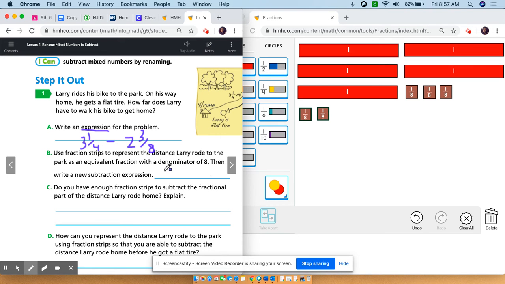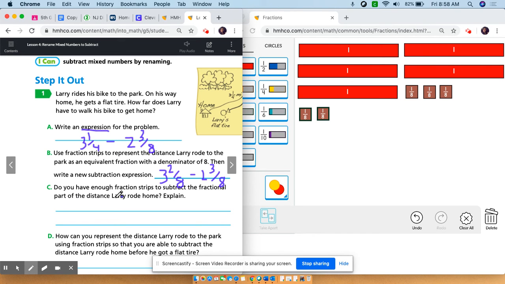Now it says, what's your new fraction? Well, now I have 3 and 2/8 on one side, and I still have 2 and 3/8 on the other side. Okay, and if you want to know how to do this mathematically without the fraction tiles, all we do is take 1/4 and multiply it by 2 so that the 4 is equal to 8.